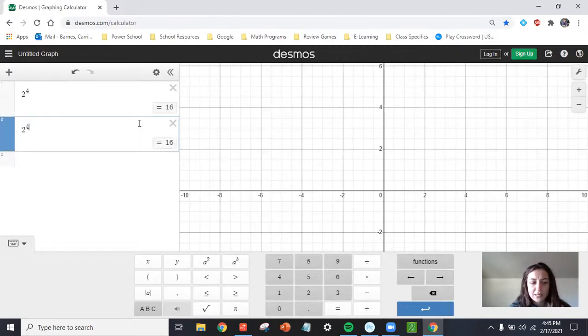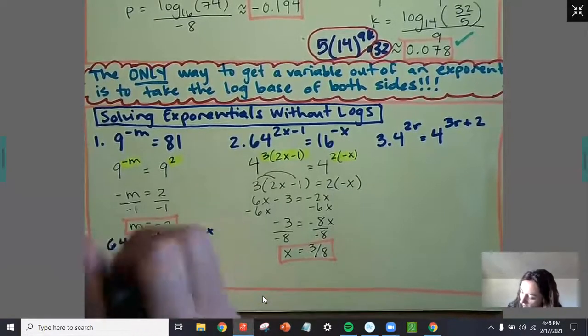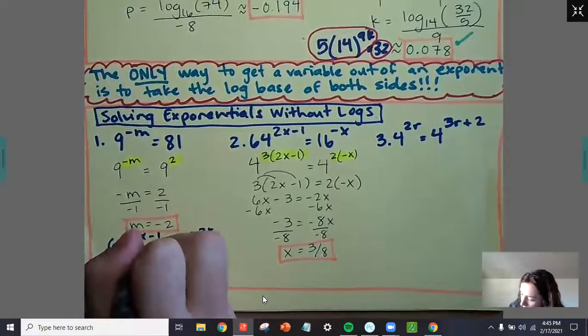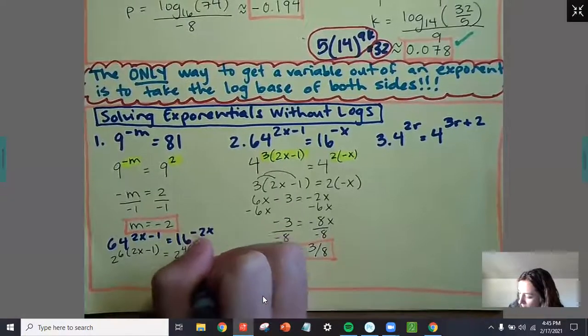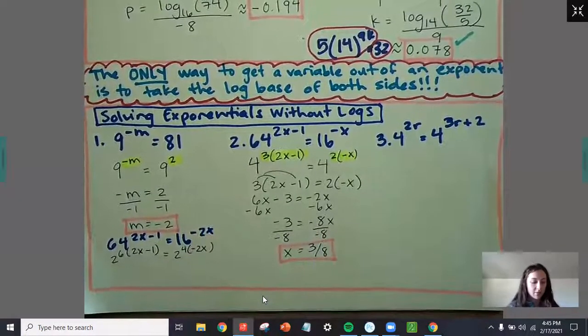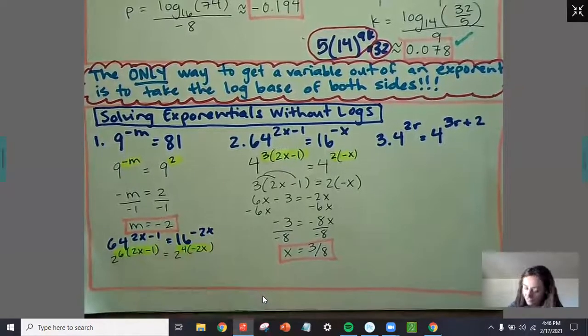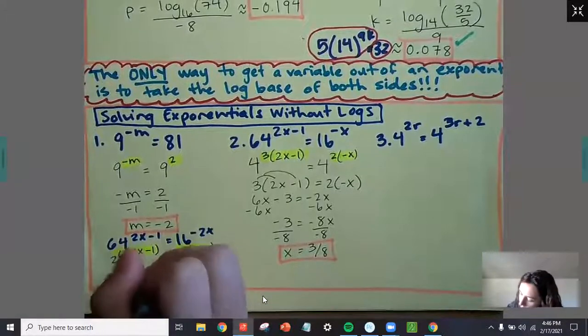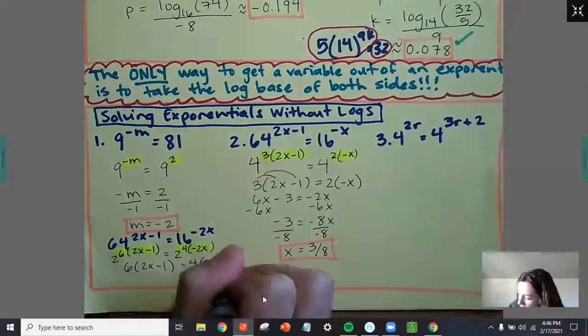2 to the fourth is 16. 2 to the fifth is 32. And 2 to the sixth is 64. So let's rewrite these with a base of 2 instead of a base of 4, and see if we get to the same answer. So 64 is 2 to the sixth, and 16 is 2 to the fourth. Now that we've rewritten their bases, we can set their exponents equal to each other. So 6 times 2x minus 1 equals 4 times negative 2x.